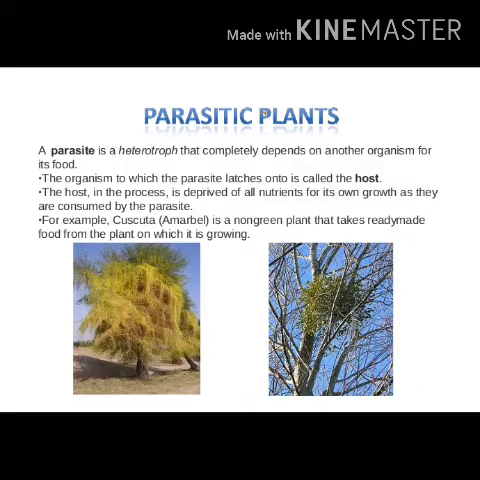Parasitic plants. A parasite is a heterotroph that completely depends on other organisms for its food. The organism to which the parasite latches onto is called the host. The host in the process is deprived of all the nutrients for its own growth as they are consumed by the parasite. For example, Cuscuta reflexa is a non-green plant that takes ready-made food from the plant on which it is growing.